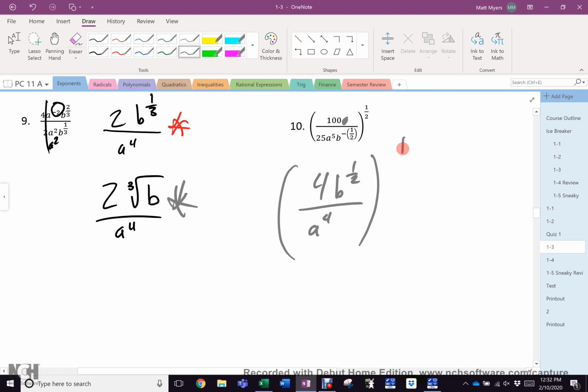And now we've got to the 1/2. What does 1/2 as an exponent mean? Square root. So I'm going to take the square root. And does that 1/2 apply to everything inside? So what is the square root of 4? 2. What does the 1/2 do with that exponent?